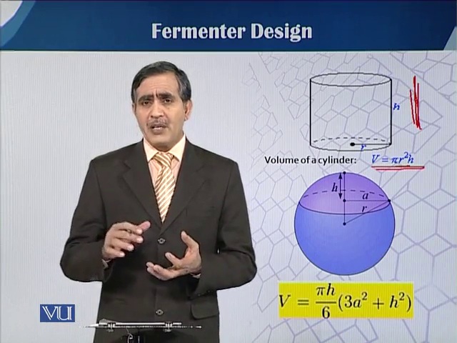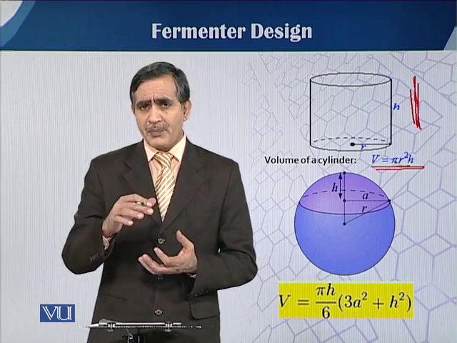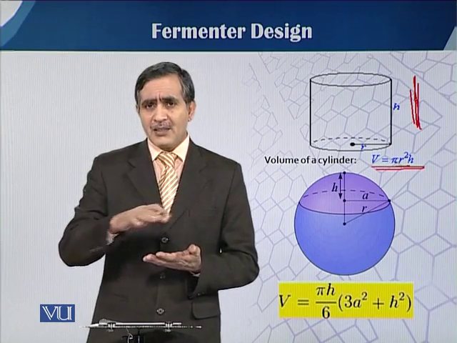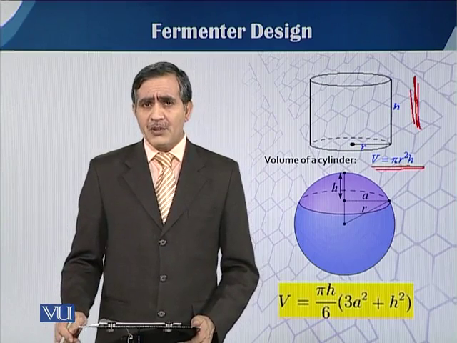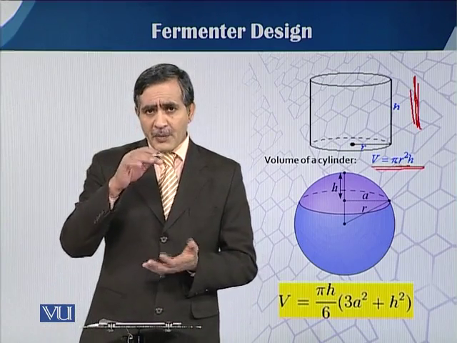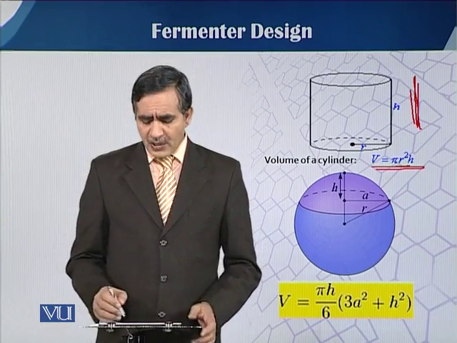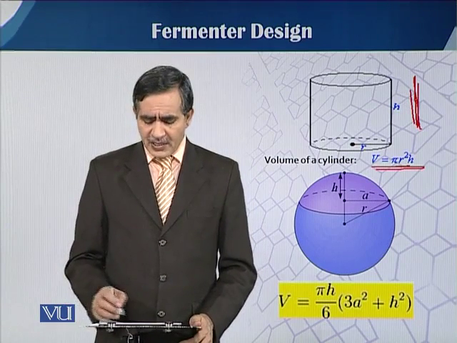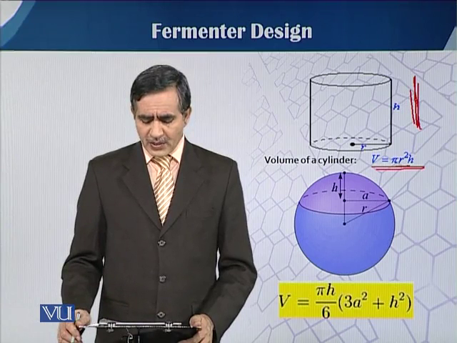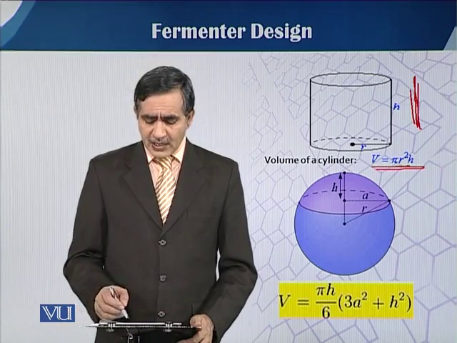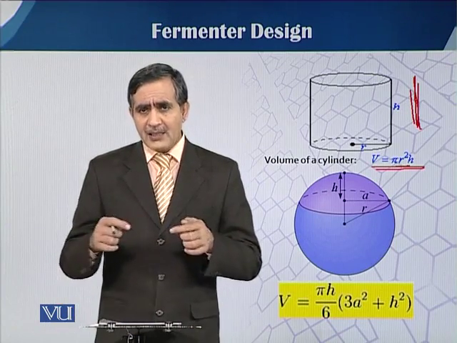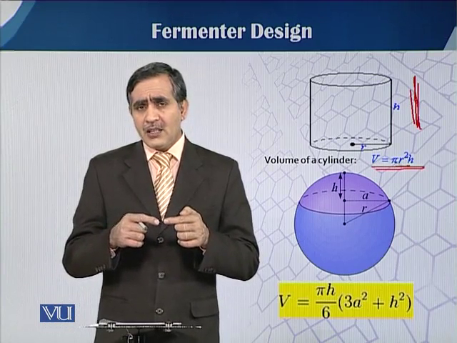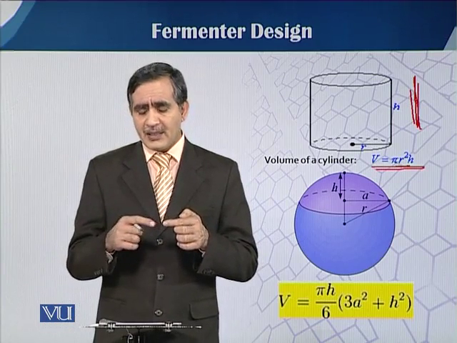But we know that sometimes there is an oblong or dome shape, where the upper plate is not straight but dome shaped. In order to calculate the volume of the dome, either on the upper plate or the round bottom, we have to follow this formula: V is equal to pi H over 6 into (3A squared plus H squared). Here H is basically the height of the dome and A is the distance of the periphery from the center.